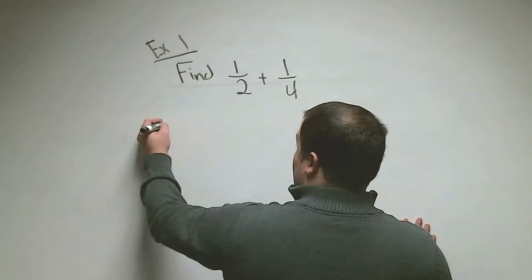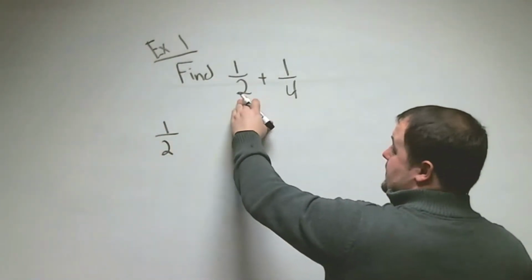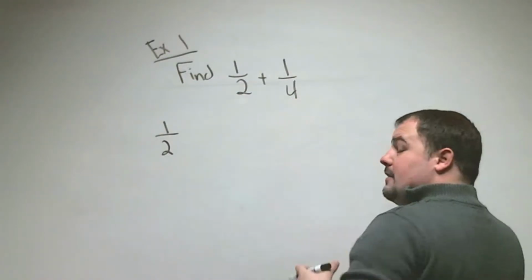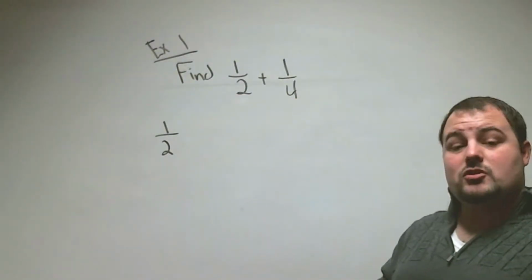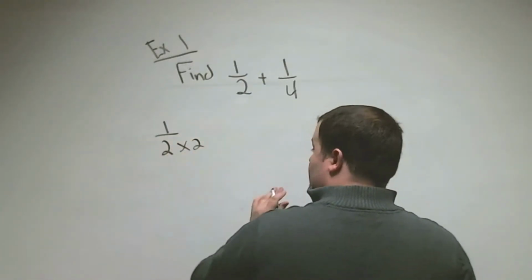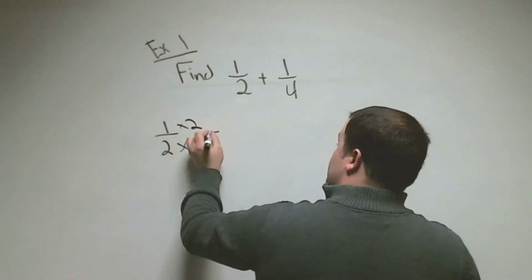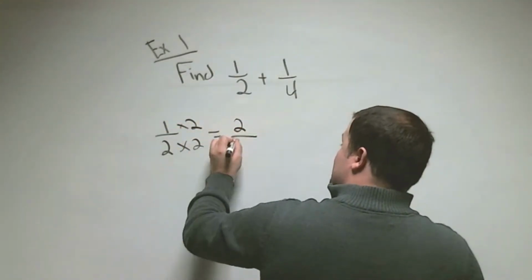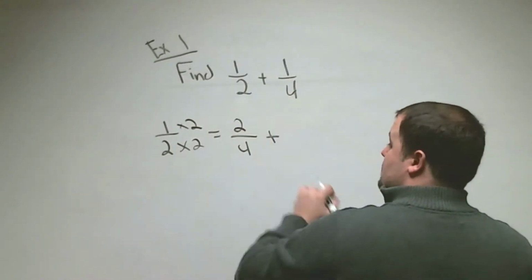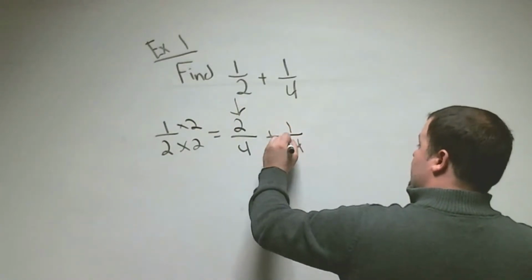Now, if I had 1/2, I'm looking at 2, and usually one of the rules is, can I change this denominator to become that denominator? And in this case, we can. We can change a 2 to make it a 4. Well, to change 2 to 4, we have to multiply it by 2. And if we do that to the bottom, we have to do that to the top. 1 times 2, that's 2. 2 times 2, that's 4. So the problem is really 2/4 plus 1/4.